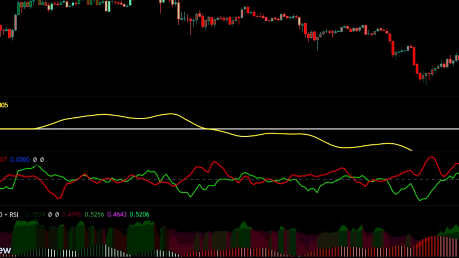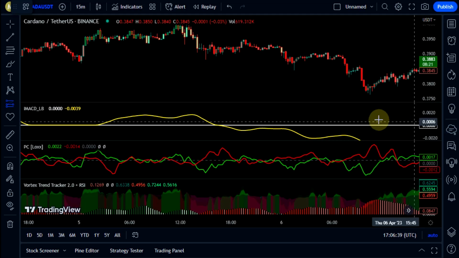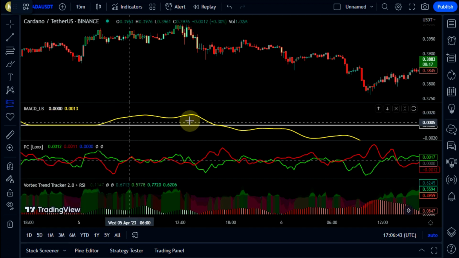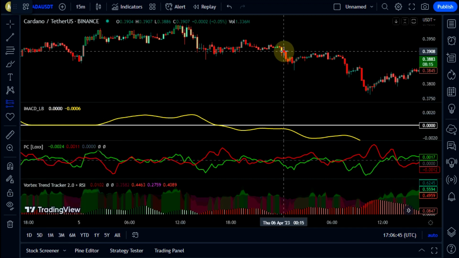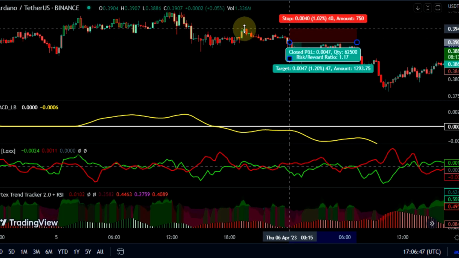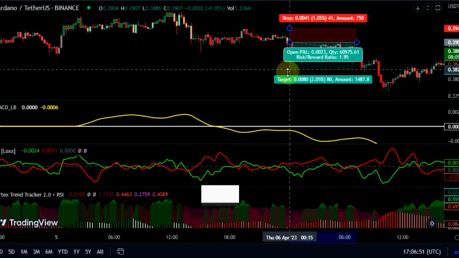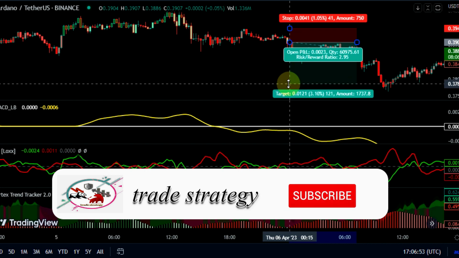The third condition is that after the first and second conditions are confirmed, the Vortex RSI indicator turns green and then turns red again, and the first condition is still standing. Then we can enter the sell position. We place the stop loss above the previous resistance and exit the trade with a target of 1.5 or 3.